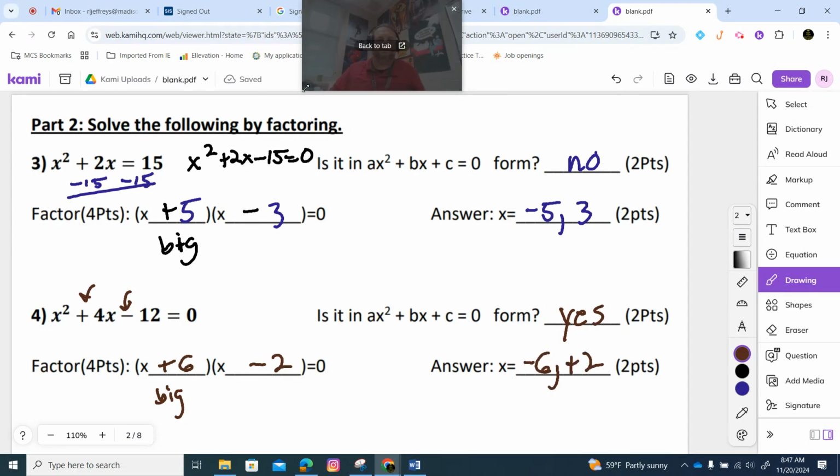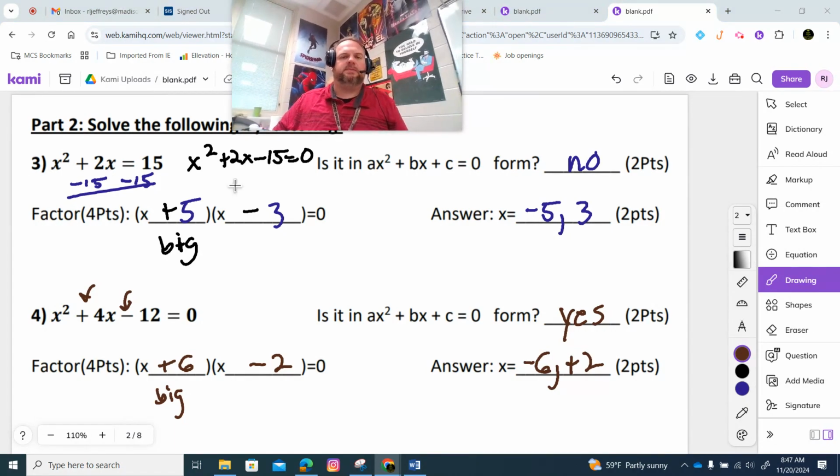All right. Got to make myself a little bit bigger. That's probably going to happen next week during Thanksgiving.